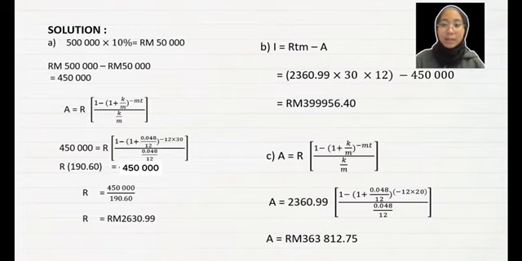For question C, to calculate the balance of his housing loan, we are using the formula A equals R[1 minus (1 + k/m)^(-mT)]/(k/m). 2,360 ringgit 99 cents [1 minus (1 + 0.048/12)^(-12×20)]/(0.048/12). Then we will get the answer. The answer is 363,012.75.